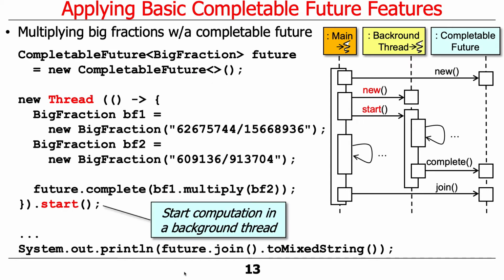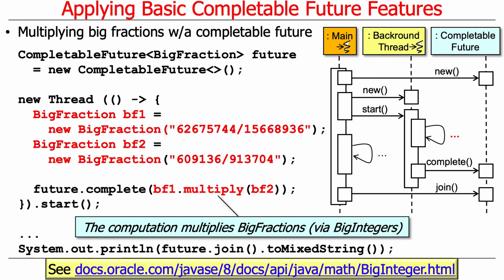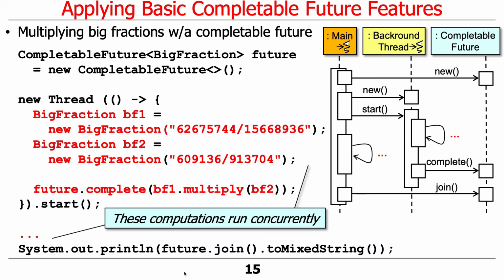We're then going to go ahead and make a new thread that's going to run in the background. That thread will perform this supplier lambda expression, where we're going to create two big fractions and multiply them together using the big integers in the background. So that'll run in a background thread. There will be some other computations, which we don't show here, that could go in parallel to these things. They could run concurrently.